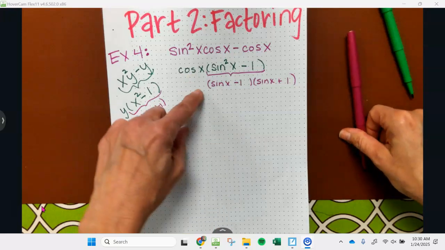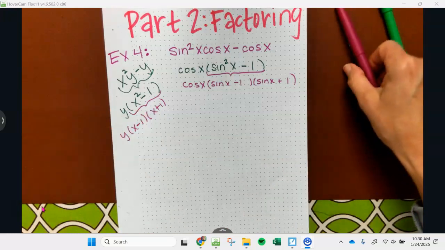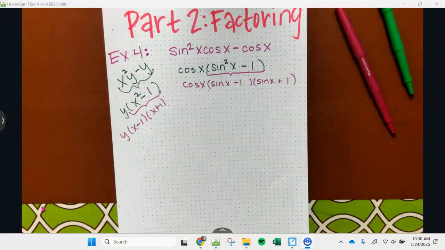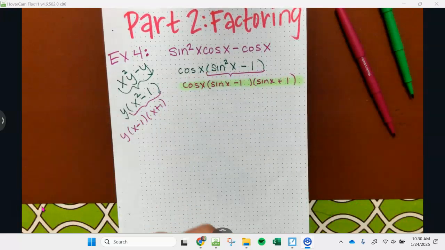And don't forget to put your GCF back down in the final line of your work. And that is completely factored. That is the answer. That's how example 4 works. Let's look at example 5.